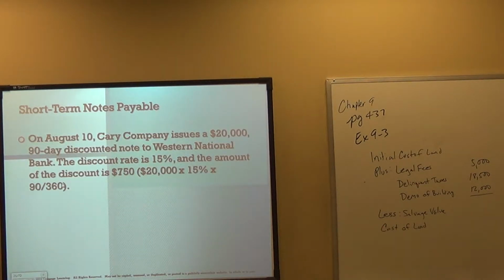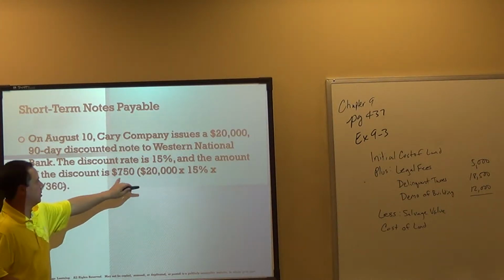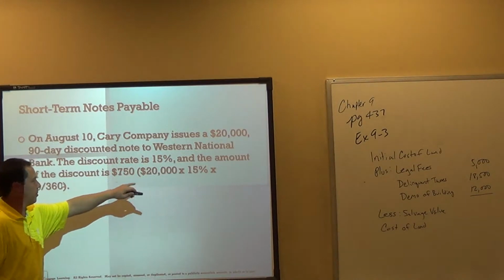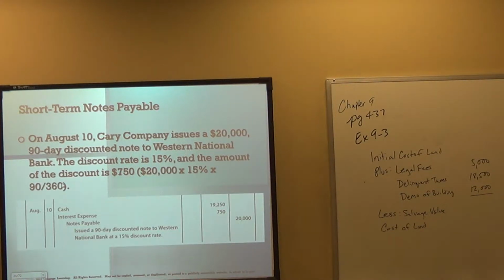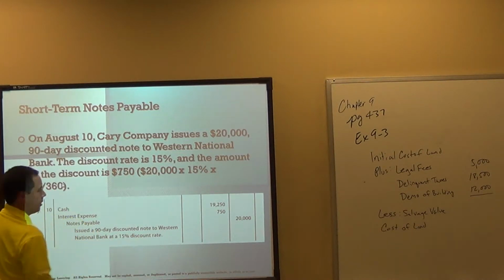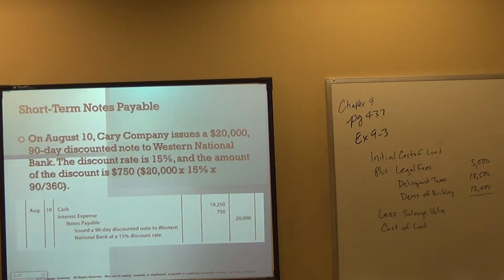So let's take a look at what that means here. On August 10th, the Carrier Company issued a $20,000 90-day discounted note to Western National Bank. The discount rate is 15%, and the amount of the discount is $750. So we basically get that for 3 months, $20,000. So cash here, that's what we're receiving, and we have the interest expense, and then the notes payable. So that is what we owe, the $20,000.